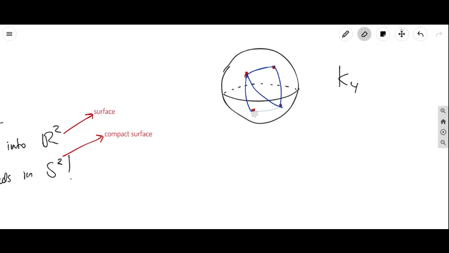And now to connect this one with that one, we'll go around from the back like this. We'll go around from behind the sphere, and then we connect them. So that would be an embedding of K4 on a sphere. So you've just embedded K4 on a sphere.